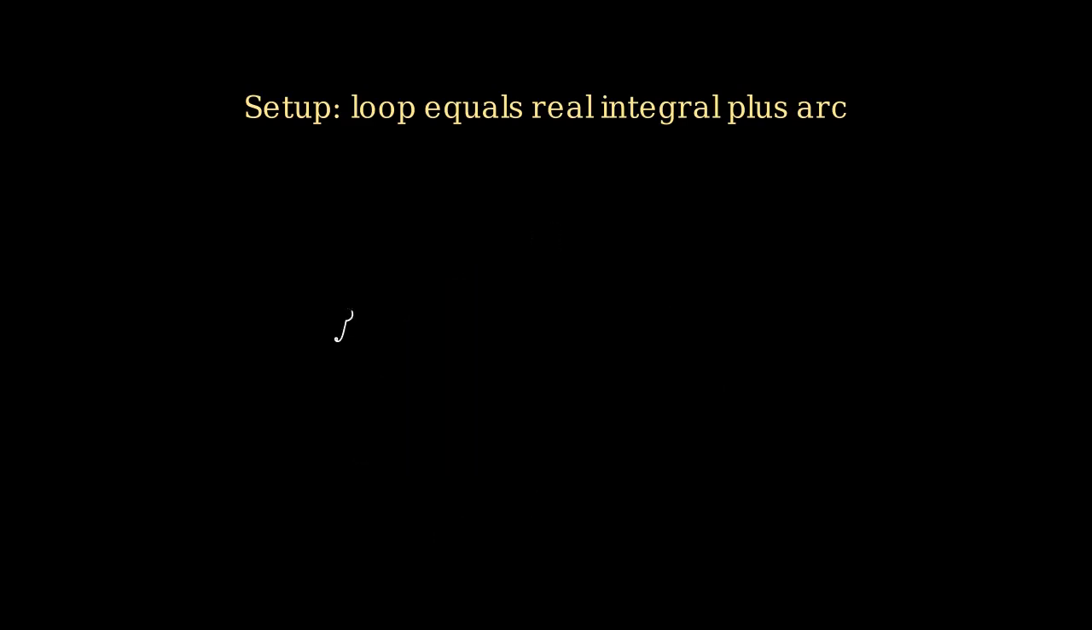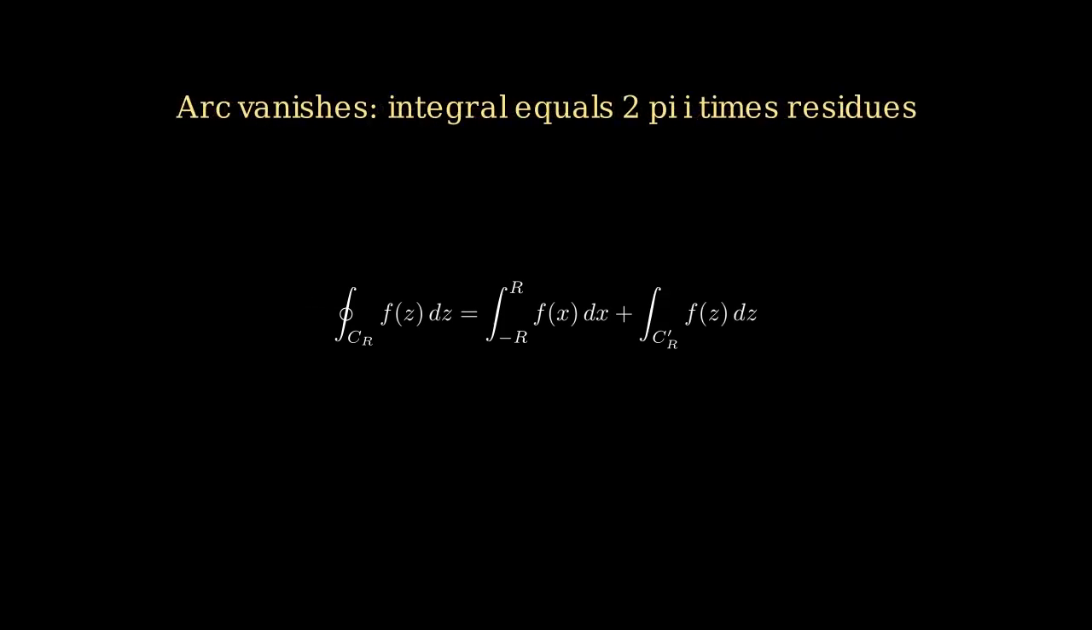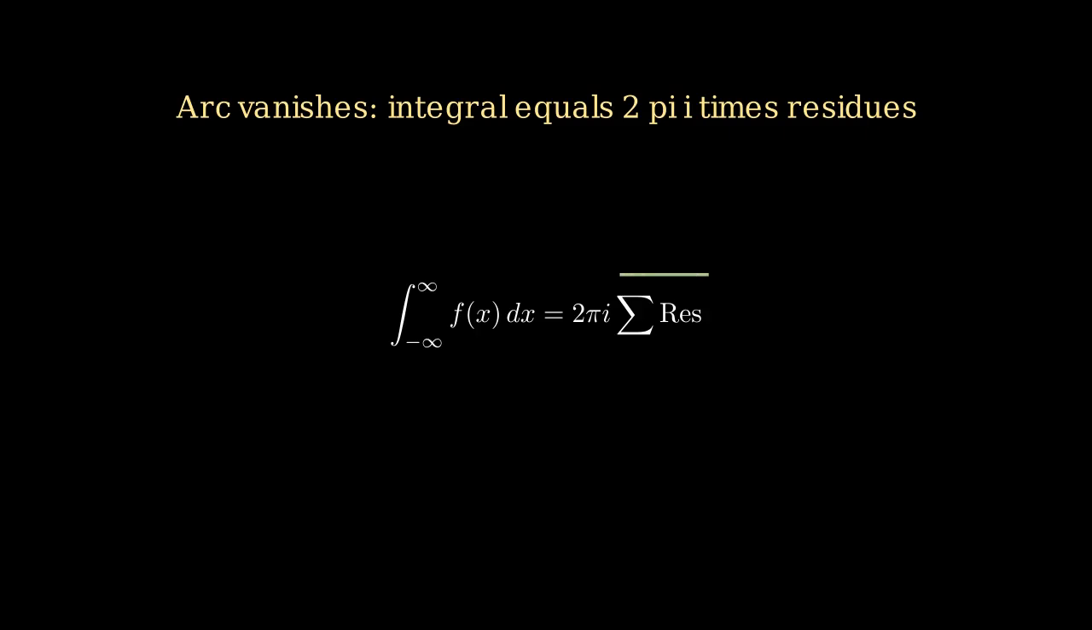Set up the closed loop integral over C sub R of f of z dz equals the integral from negative R to R of f of x dx plus the integral over the arc C prime sub R of f of z dz. As R approaches infinity, if the arc integral approaches 0, shown via the ML inequality, then the integral from negative infinity to infinity of f of x dx equals 2 pi i times the sum of residues at the poles in the upper half plane.